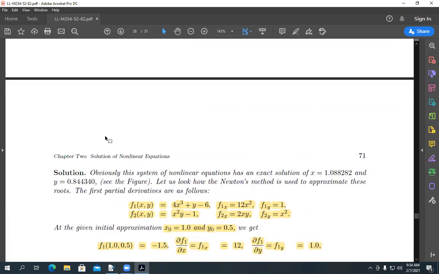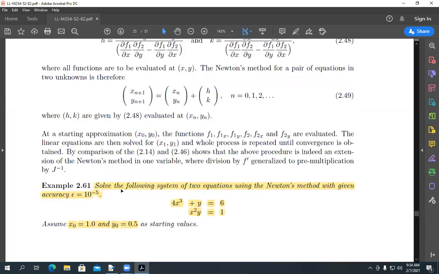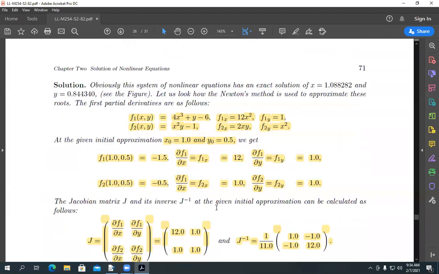He says for this system, like this here, solve the following system with the help of Newton method, right? But maybe in the exam I say, find the Jacobian matrix and its inverse for this system, with this initial approximation, with the help of Newton method. So that's the thing you have to do here.